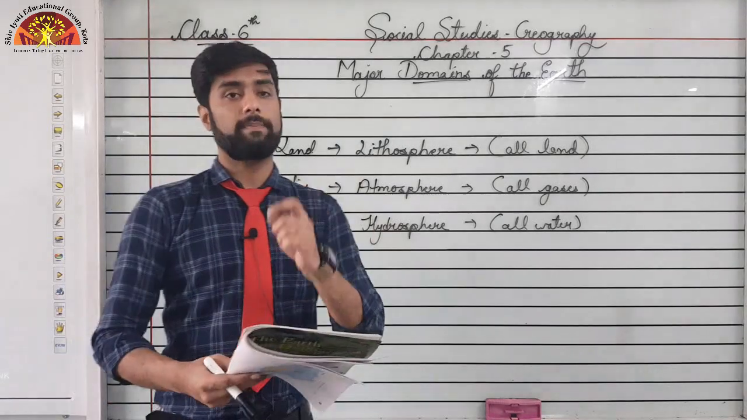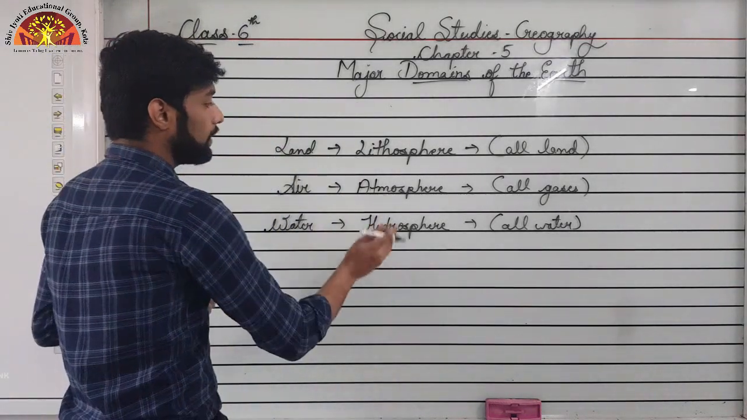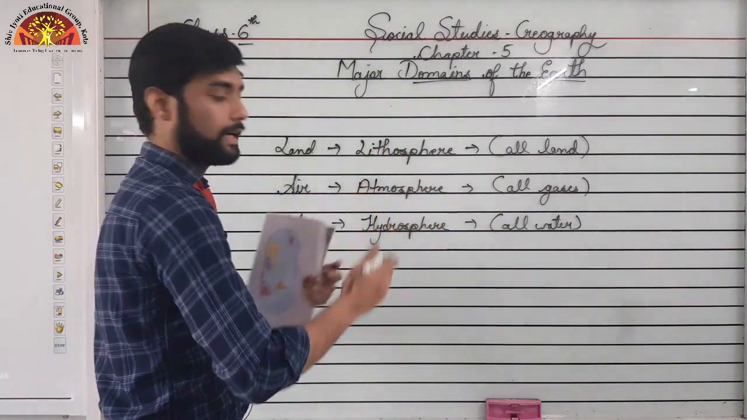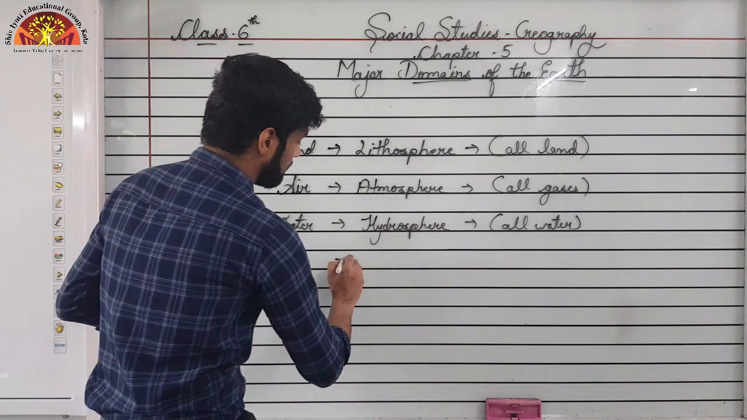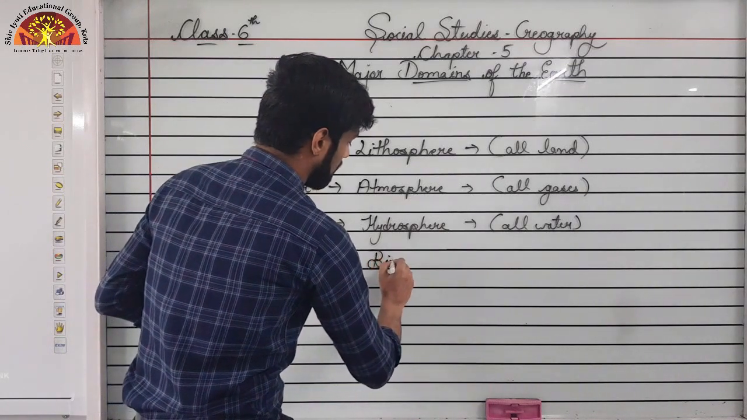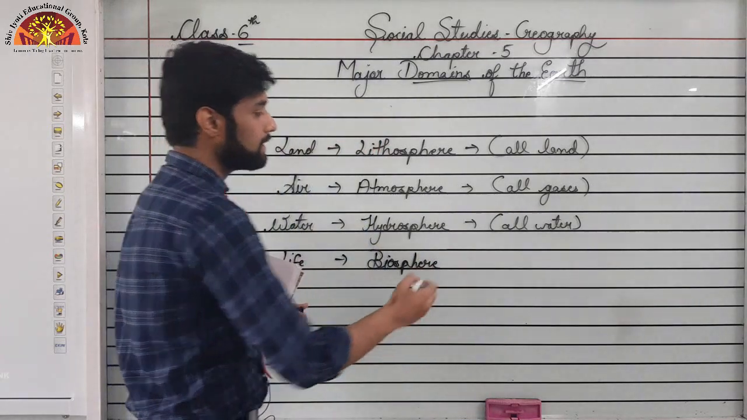Okay, now the fourth part, it is very important. What is the fourth part? It is when all of these three layers combine together, they form life, and that part is called biosphere. Okay, that means life.